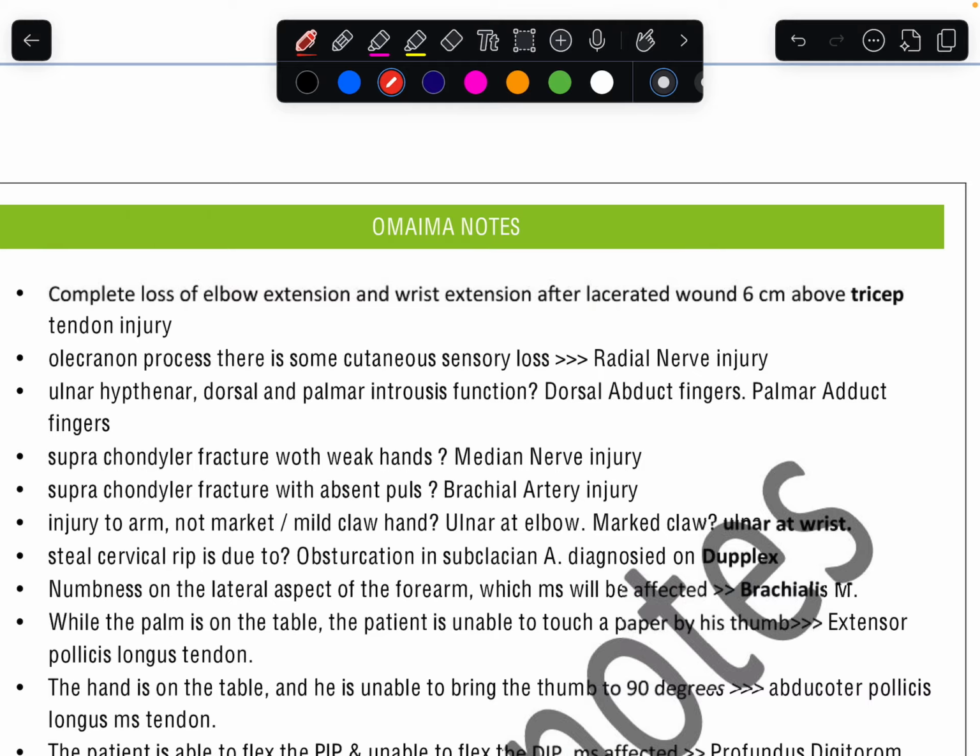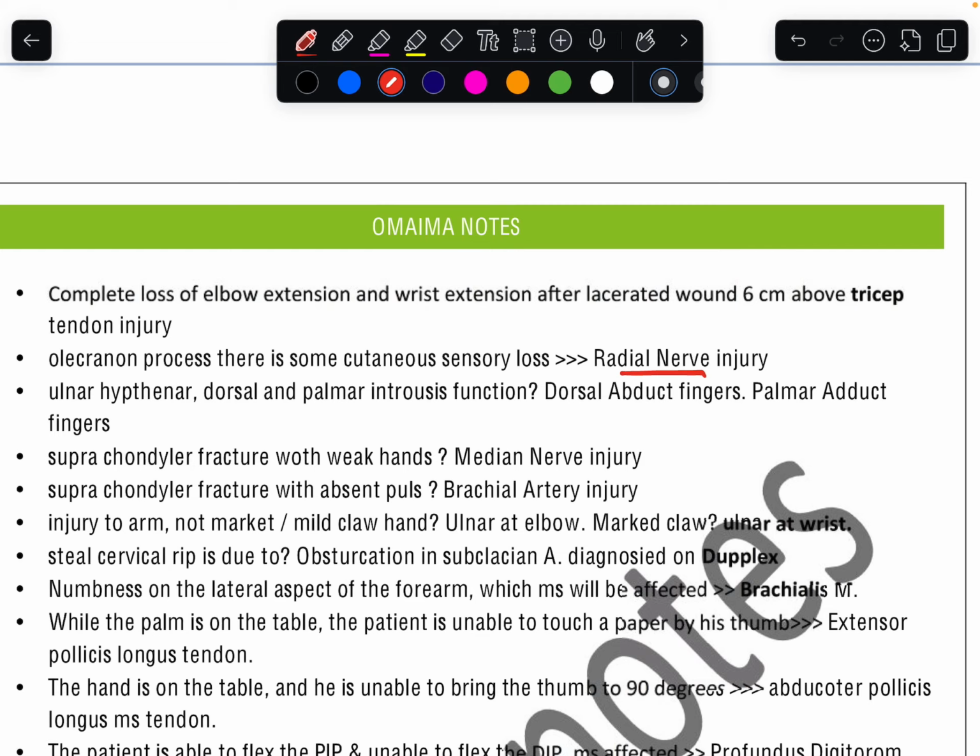Radial nerve. Olecranon process, that is some cutaneous sensory radial nerve. Ulnar hypothenar, dorsal and palmar interossei function. So what is this? Dorsal abduct the fingers, palmar adduct the fingers: DAB and PAD.